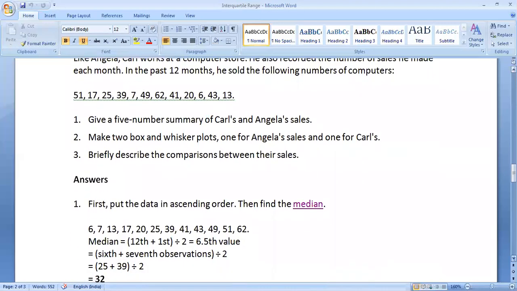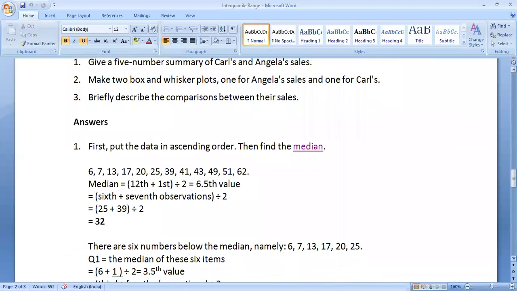In another example, there is a distribution of the sales of computers over 12 months. For each of the 12 months, the sales of computers are distributed like this. First we arrange the elements in ascending order. There are 12 months, so the count is even. To find the median, we take the average of the two middle elements, 25 plus 39 divided by 2, which equals 32. So the median is equal to 32.